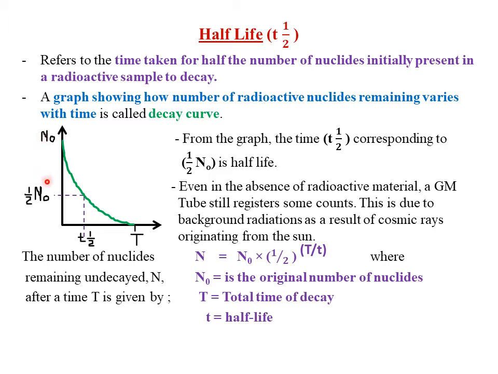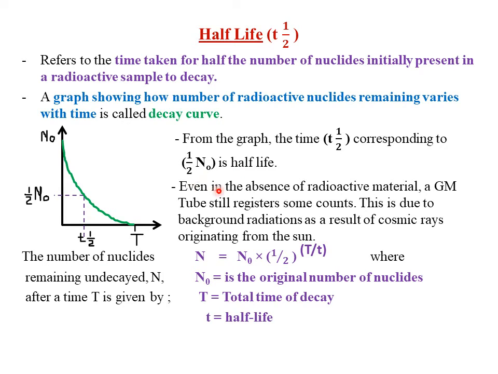So when we remain with half of N naught, half of the original number of the nuclides, the time corresponding to that is what we are calling the half-life. So from the graph, the time T-half corresponding to half of N naught is what we are calling the half-life. For example, if N naught was maybe 100 nuclides, half of 100 nuclides will be 50 nuclides. So the time that will correspond to 50 nuclides, that is what we are calling the half-life. Simply the time taken for half the number of nuclides initially present in a radioactive sample to decay, that is what we are defining as our half-life.